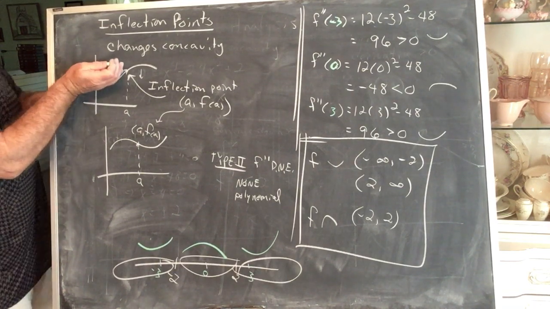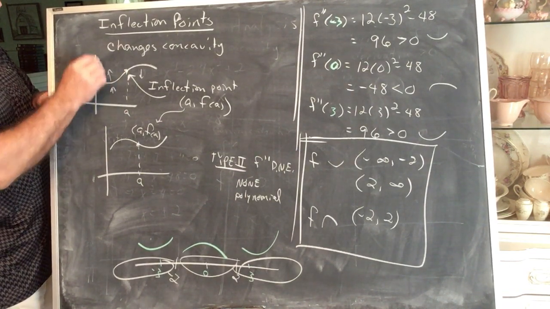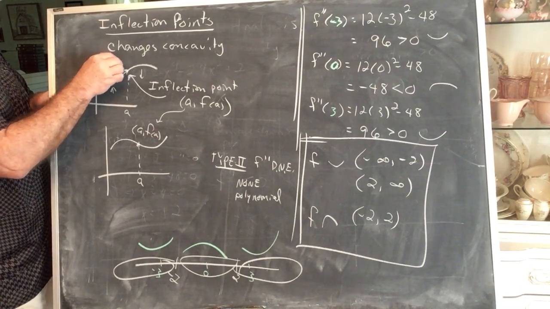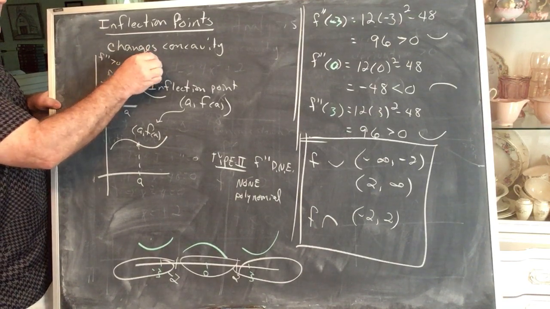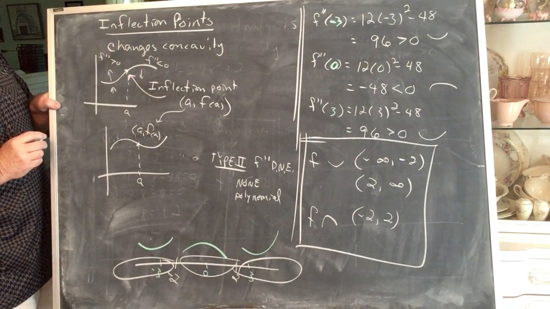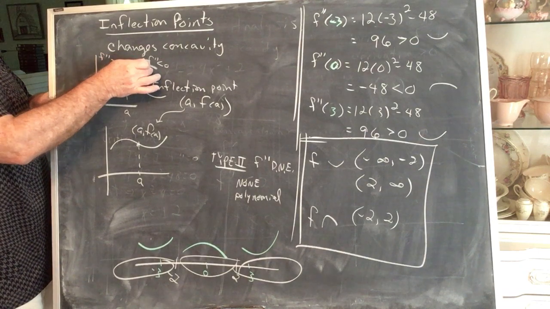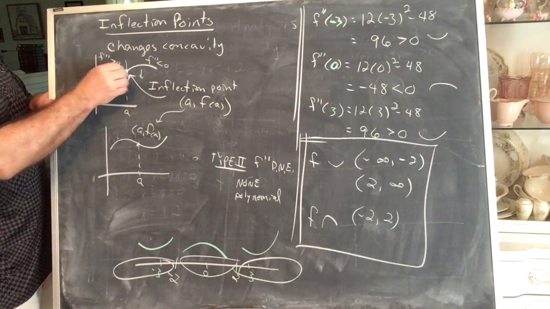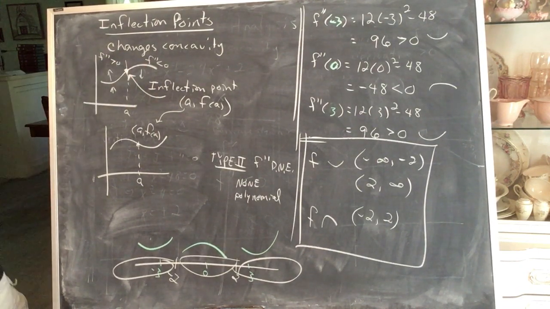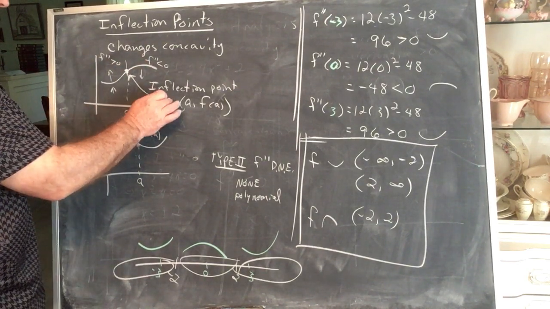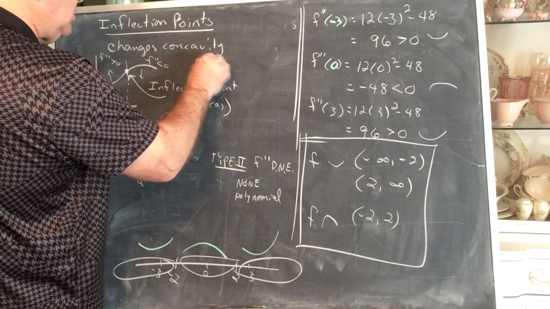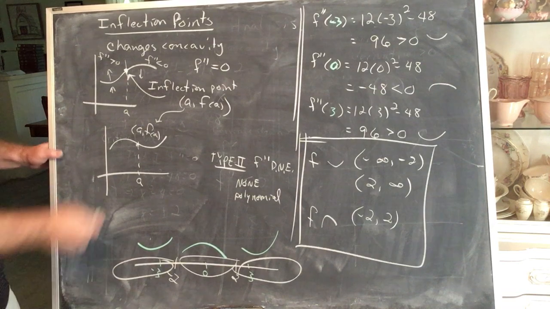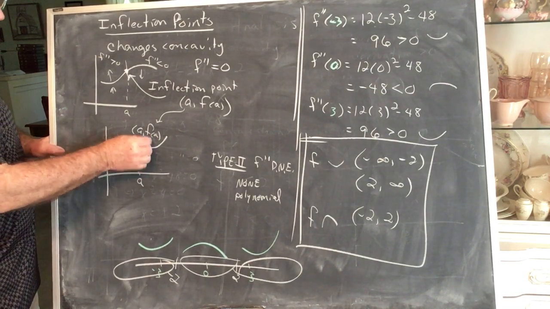Now, in this interval, the curve is concave up. The second derivative is bigger than 0. In this interval, the curve is concave down. The second derivative is less than 0. Well, if it's greater than 0 here and less than 0 here, it must have changed at this point. That's where the second derivative is equal to 0. So the change of concavity, the inflection point in this circumstance, occurs when the second derivative is equal to 0.